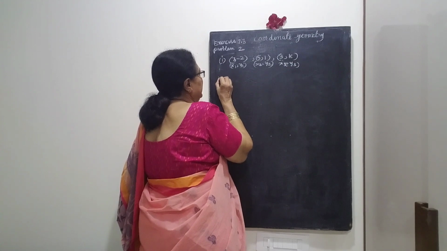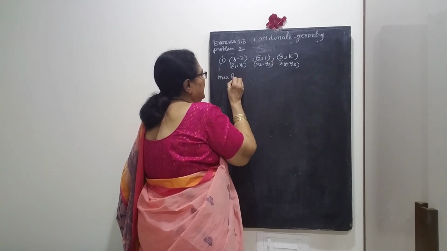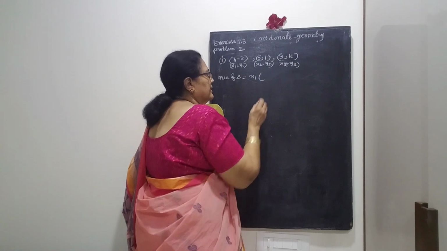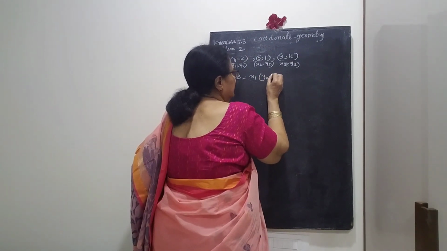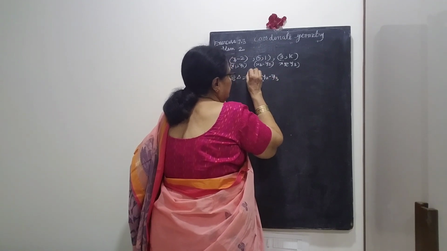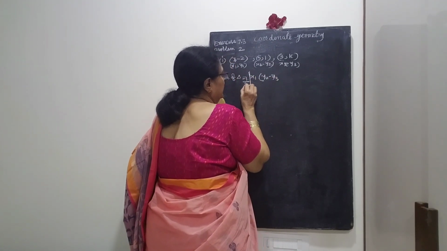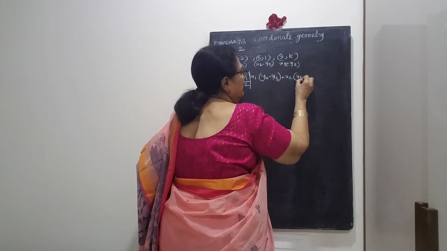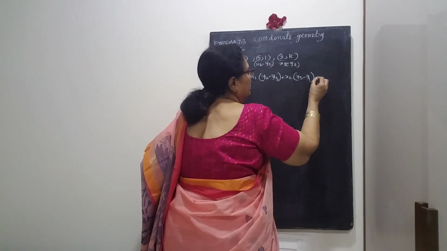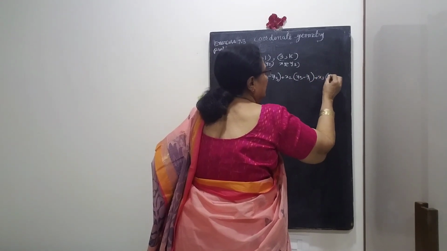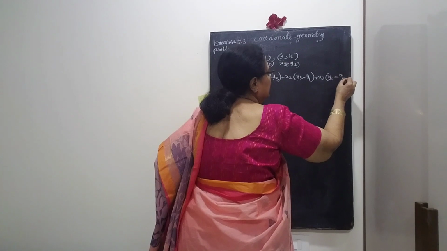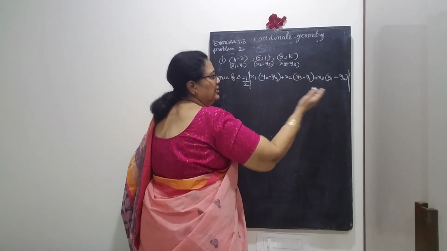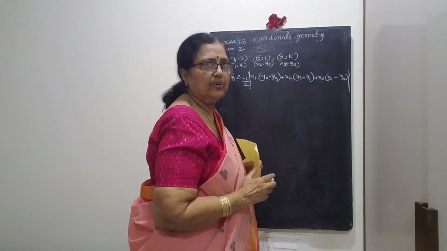So what is the area of a triangle? Area of a triangle is half into the modulus of x1 into y2 minus y3, plus x2 into y3 minus y1, plus x3 into y1 minus y2. This is the area of the triangle. Now this is equal to 0 when the points are collinear.